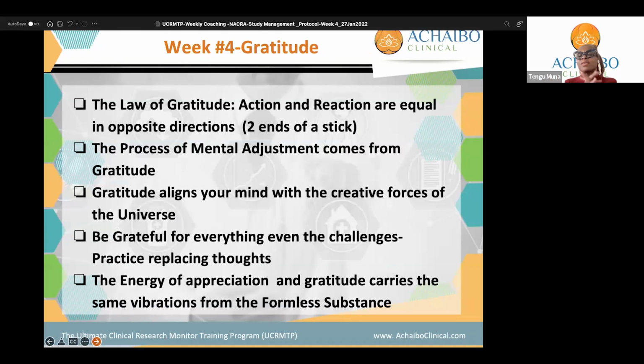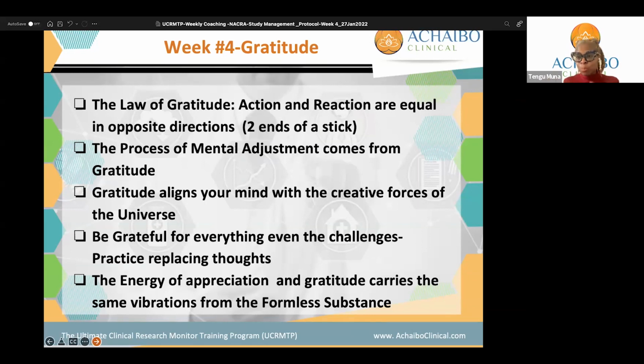So week 4 is gratitude, just important. And I say gratitude is like, everything in life is two ends of the stick, right? The action and the reaction. So if something happens in my life, I have to decide, am I going to be grateful, or am I going to bitch and moan and groan, like we say? I call it BMG, bitch, moan, groan about everything. So the BMG.